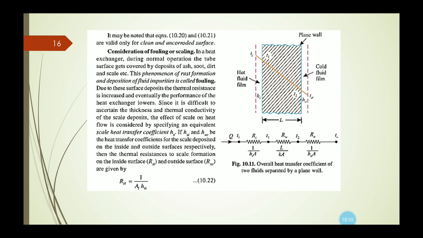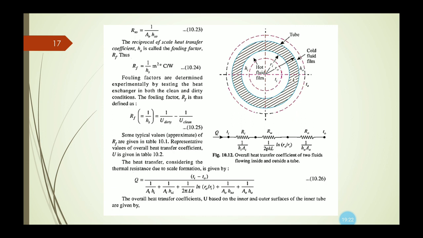So if Hsi and Hso are the heat transfer coefficients for the scale deposited on the inside and outside surfaces respectively, then the thermal resistances to scale formation on the inside surface and the outside surface are given by the following equations: Rsi, the thermal resistance for the inside surface, equals 1 by Ai Hsi, and the thermal resistance for the outer surface equals 1 by Ao Hso.